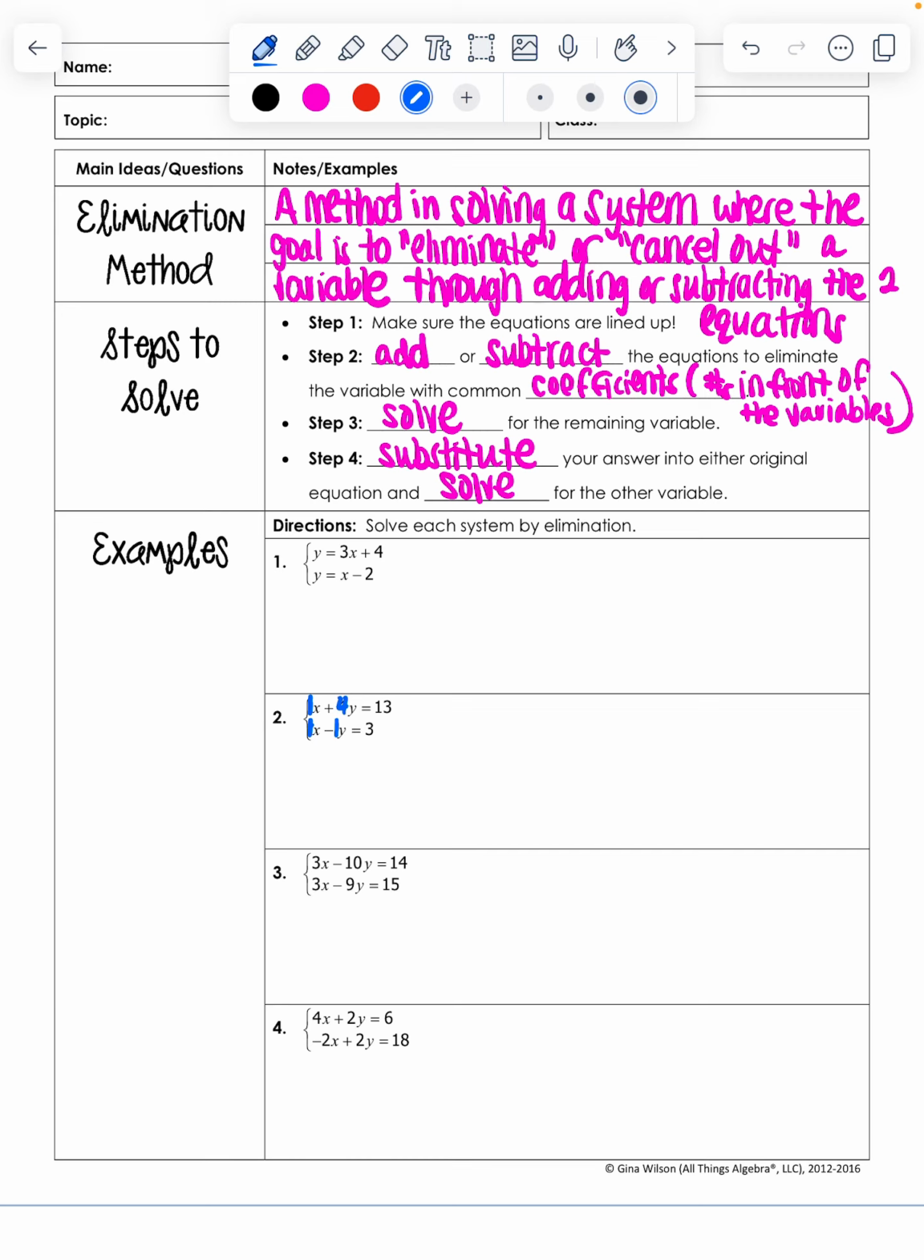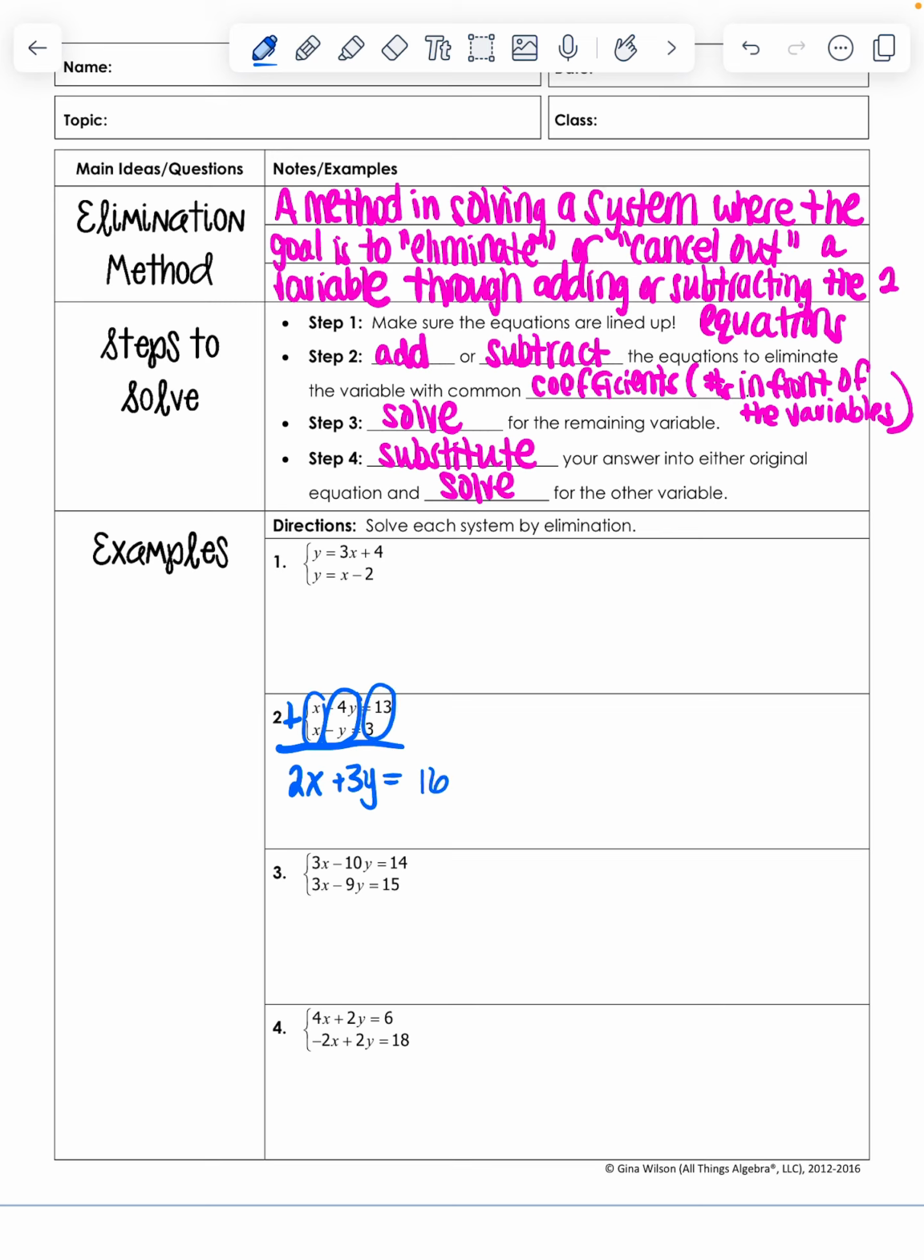Your whole goal is to be able to take these equations and either add them to eliminate the variables or subtract them to eliminate the variables. And it really depends on what type of numbers you have in front of the variables. So let me show you what I mean. If we were to take these two equations and add them straight down, we would add the x's together and we would get 2x. We would add the y's together, 4y plus negative 1y is 3y, equals, and then we would add these together, this would be 16. Now that didn't help us out at all. We took two equations, we added them together, and nothing eliminated.